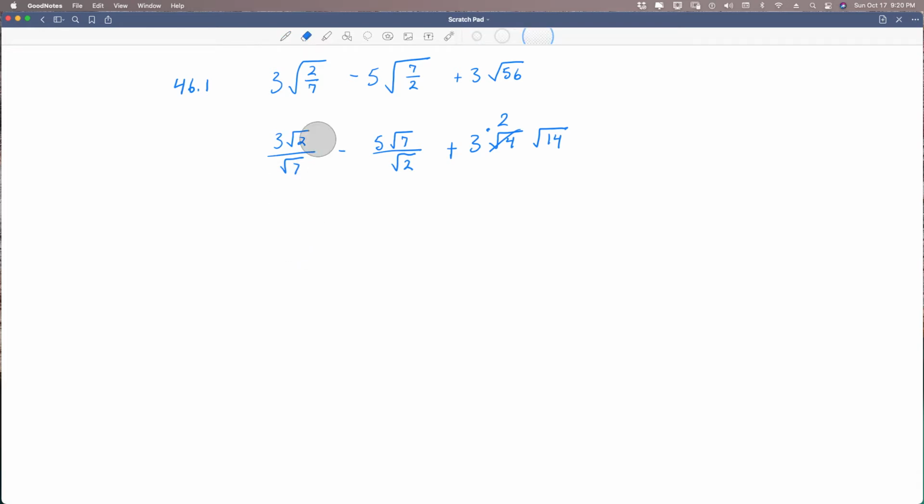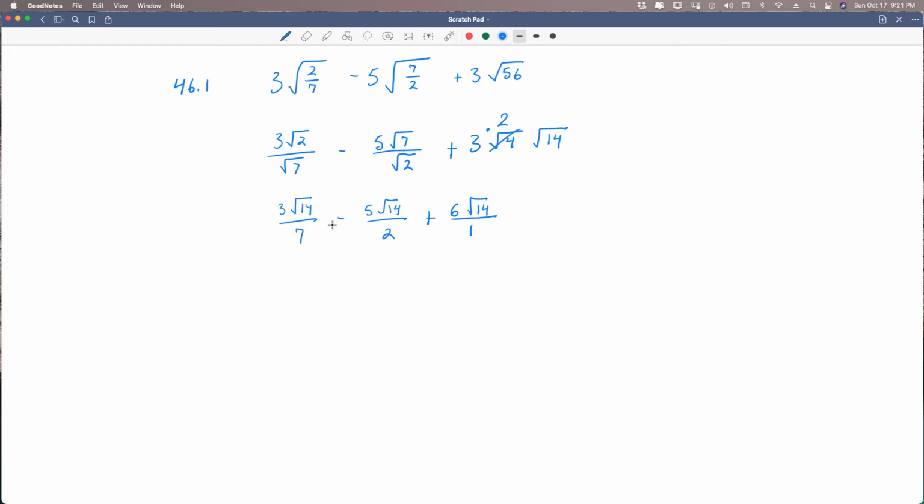Actually, what I'm going to go ahead and do is say square root of 7 times this would give me 3 times the square root of 14 over 7 minus, and I'm going to do square root of 2 times this, 5 times the square root of 14 over 2 plus 3 times 2, 6 times the square root of 14, and then I'm going to put this over 1 and turn it into a fraction. So now I can find a common denominator between all of these.